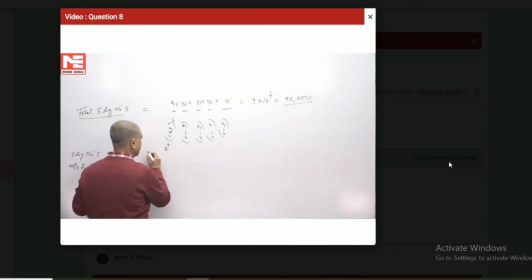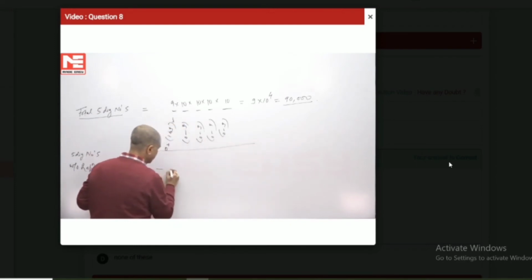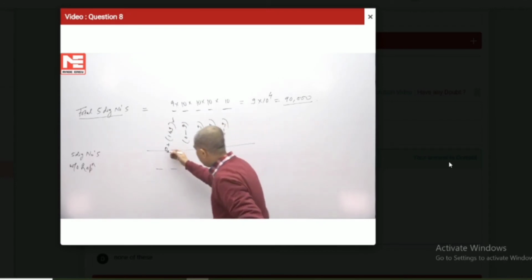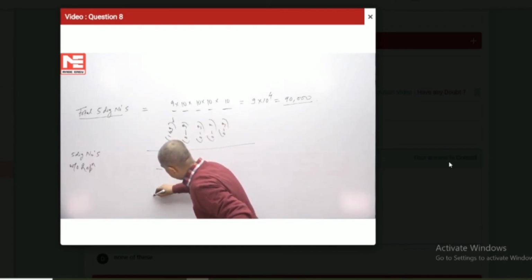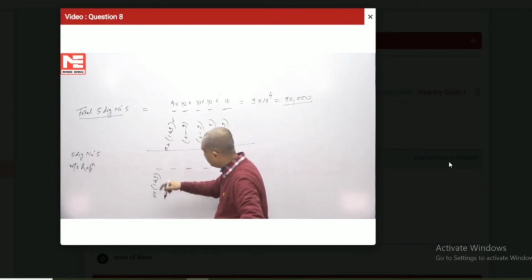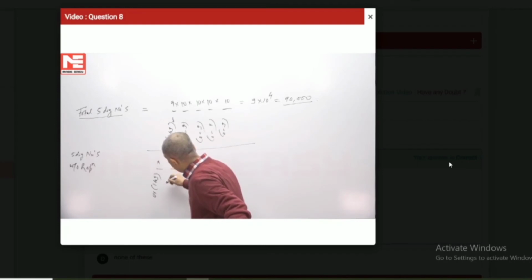5-digit numbers which are without repetition. So again I need to form 5 places. This place cannot be filled by 0. Anything can come here, 1 to 9, because the most significant place cannot be equal to 0. Otherwise, it will become a 4-digit number, right? So here we have 9 ways.